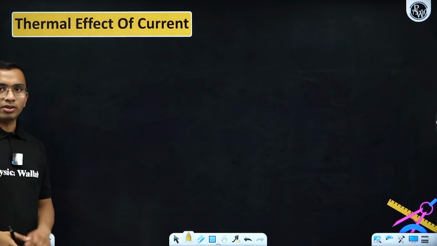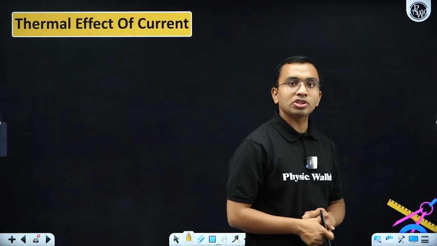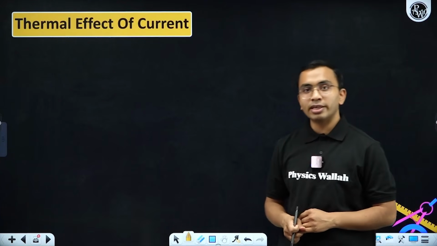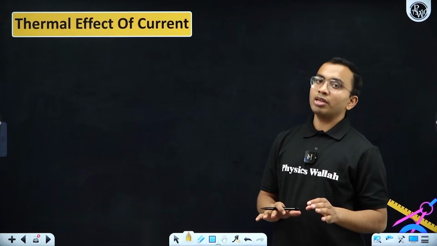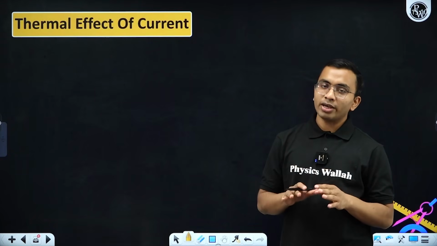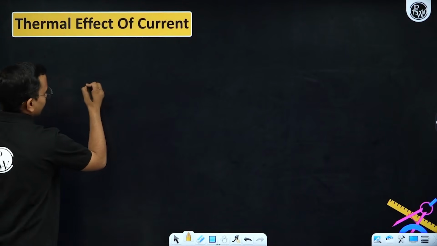Okay, thermal effect of current. Let us take a current flowing in a resistance. How much energy will be dissipated per second? That we say is the power dissipated across the resistance. That formula we know, that is equals to I square R, or VI, or V square by R. That formula we know, but let us see how it comes.